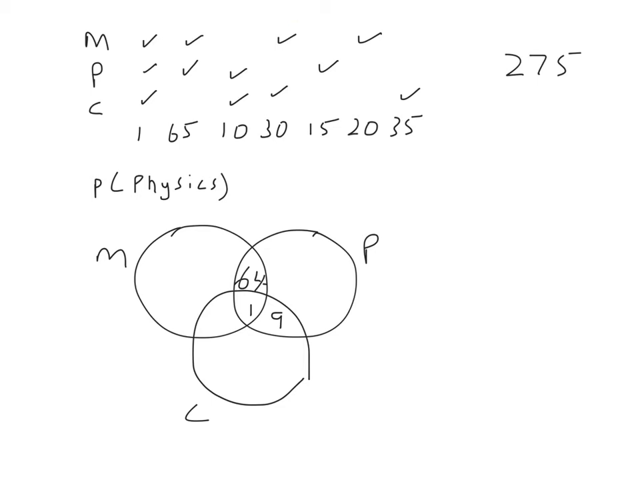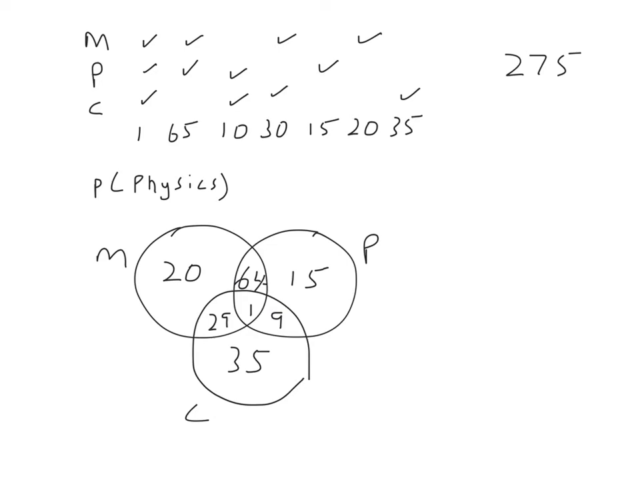30 people are doing maths and chemistry. So in this region here, there's got to be 30 people. One's already taken up there, so that leaves 29 people. Now 15 people are studying physics only. So in this section here, there's 15 people. 20 people are doing maths only, and 35 people are doing chemistry only.